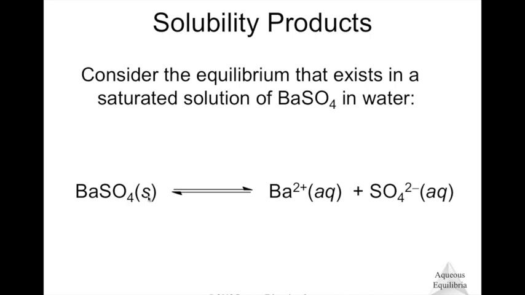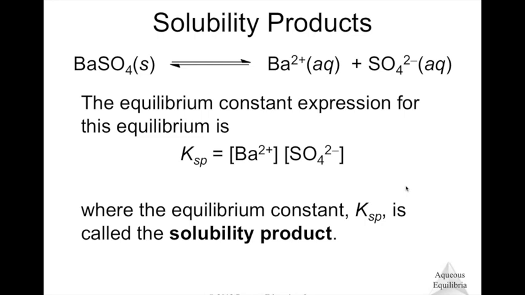Barium sulfate being a solid, something we haven't really worked a whole lot with, is also going to dissociate into barium ion and your sulfate ion. The equilibrium expression for this, because it's a solid and we don't really care about that as far as that's concerned, would just be the concentration of the two ions, the aqueous ions. And in this case, we call this the solubility product.